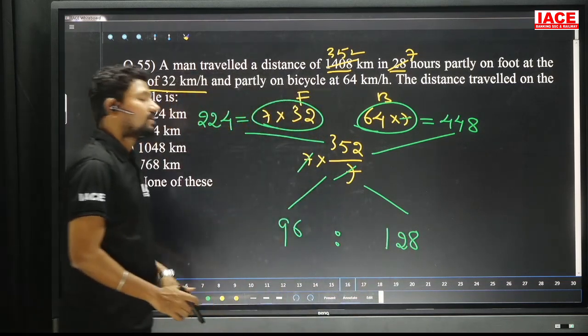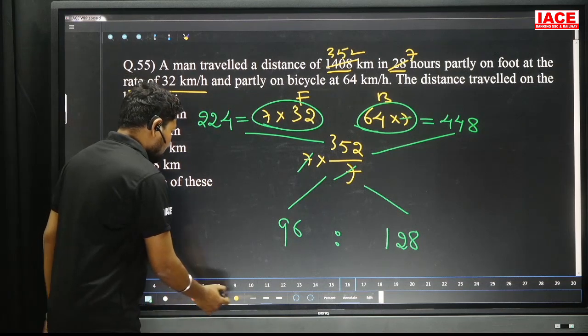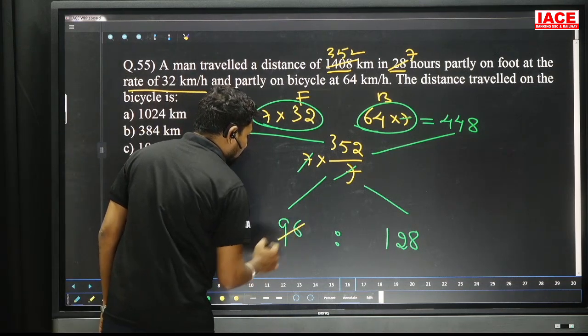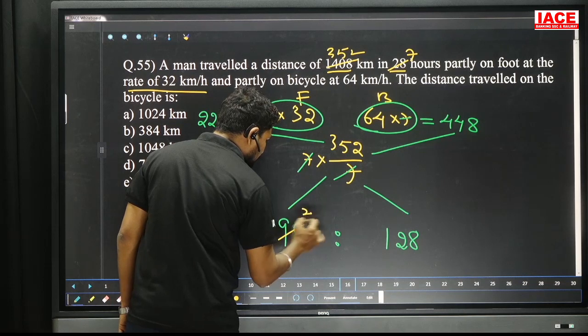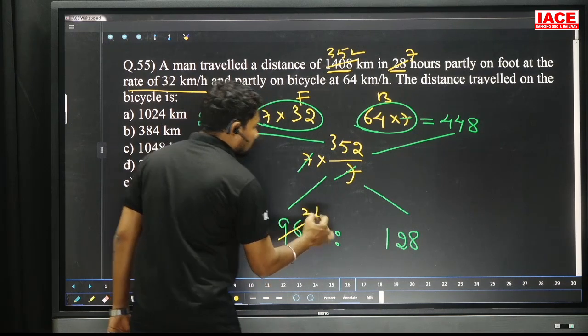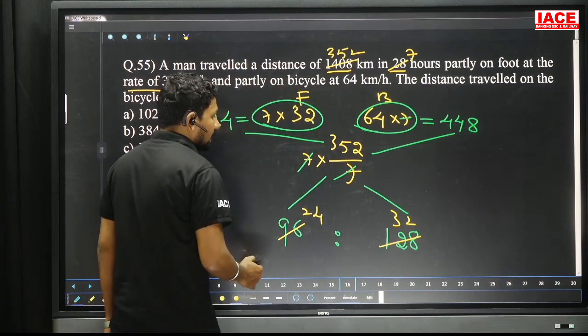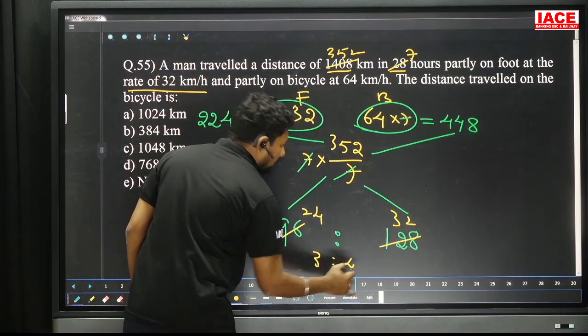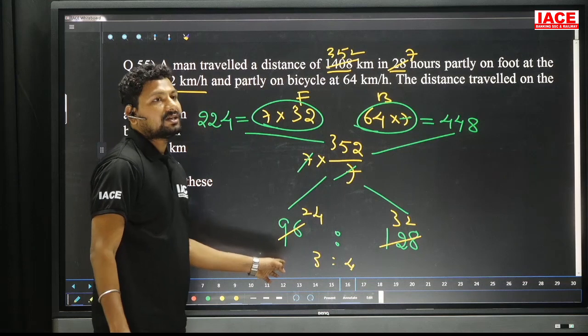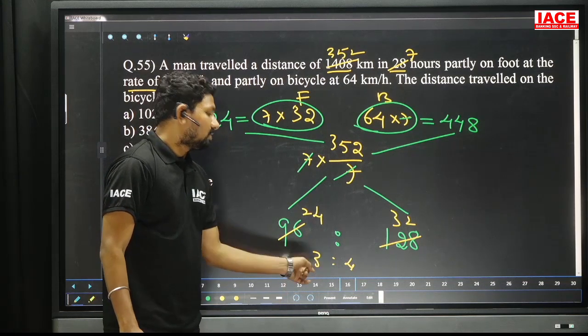128 and 96 both are cancelled with 4. 4 4 2s are 8 and 4 4s are 16, and 4 3s are 12 and 4 2s are 8, and again cancel with 8. 8 3s are 24 and 8 4s are 32. And finally this is the ratio of timings, 3:4.